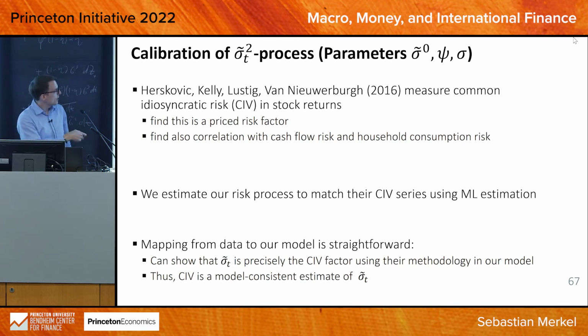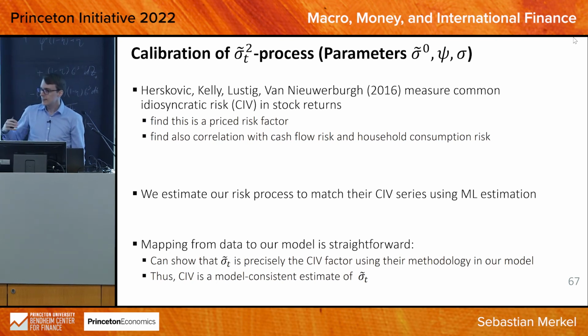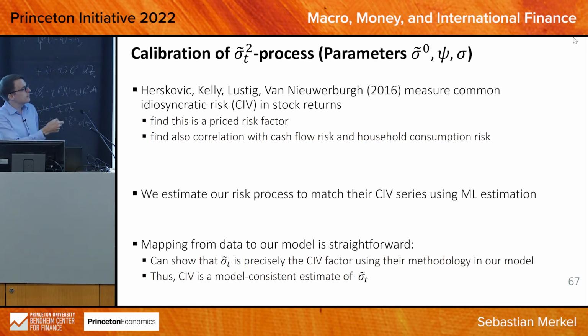Given that, we are simply estimating our risk process to match that data series from their paper using maximum likelihood estimation. Yes? Isn't the idiosyncratic risk in your model not priced in the equity that's held in these mutual funds? Well, no, it is, because of the cyclicality of the insider premium. That is one reason why the beta of the equity is positive. So there is one thing where it doesn't fully match. They say there is something here that's independent of the aggregate market return. We only have one risk factor, so that factor is going to be the same as the aggregate market return. But you could fix that by adding more noise that's not related to idiosyncratic risk.